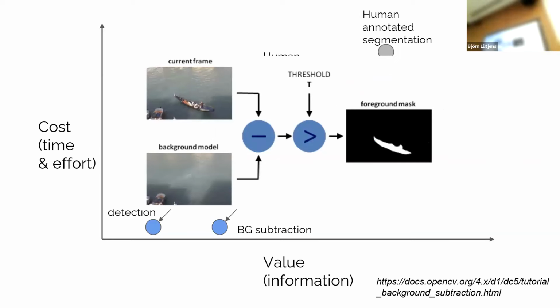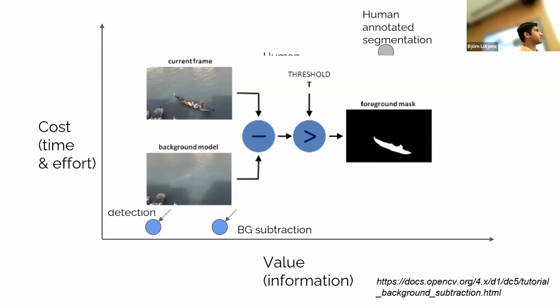Same principle. You have a background model, which is essentially a frame that you update ever so often, and then you take your current frame and you subtract the two. And if there are differences in the pixel values above some threshold, then you get a mask from that. That's just the difference of those two frames.